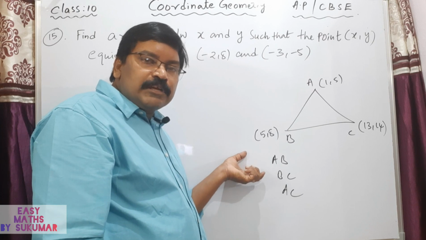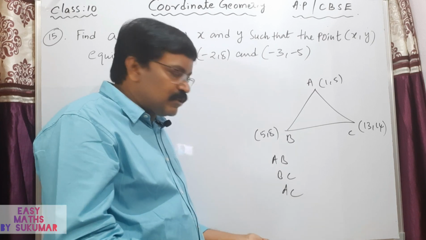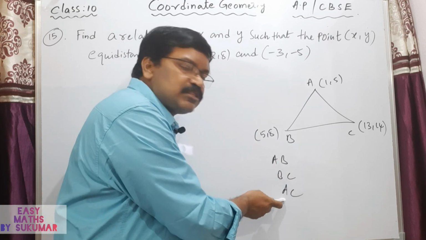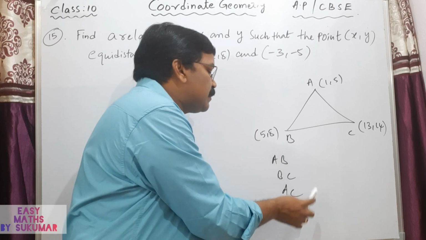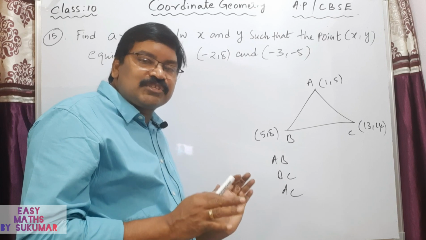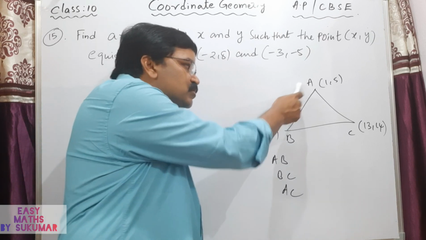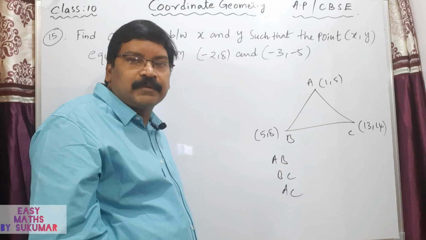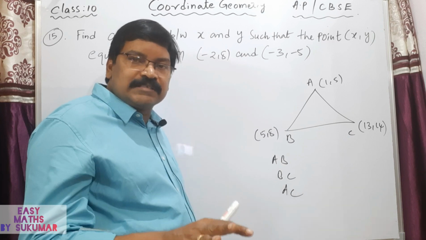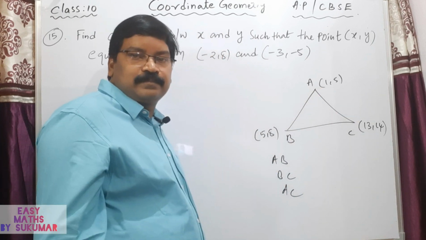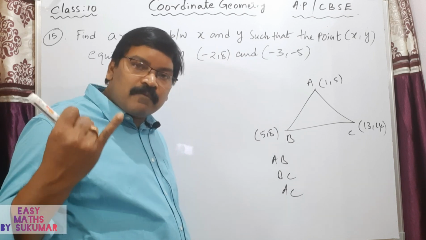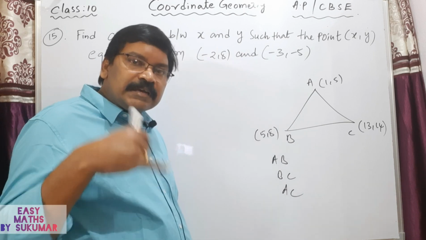If the sum of any two sides is greater than the third side, that means AB plus BC is greater than AC, BC plus AC must be greater than AB, and AB plus AC must be greater than BC, then we can construct a triangle using these three vertices. The second property is not required. If the first property is satisfied, then you can construct a triangle. Did you understand, students? What is the first property? The sum of any two sides of a triangle is greater than the third side.